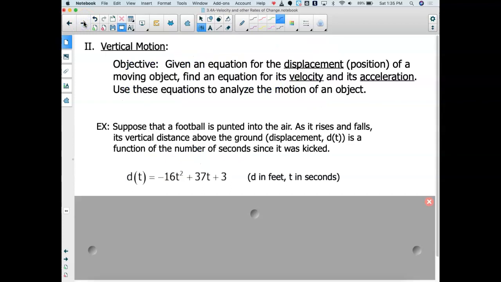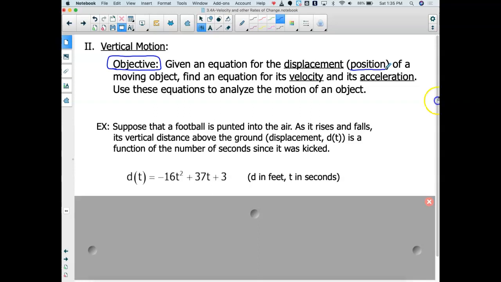A couple examples. Mainly what we're looking at today is vertical motion, okay? And the objective is, given an equation for the displacement or position, okay, displacement is position of a moving object, find an equation for its velocity and its acceleration. Use these equations to analyze the motion of an object. That's what we're going to learn how to do today, okay?